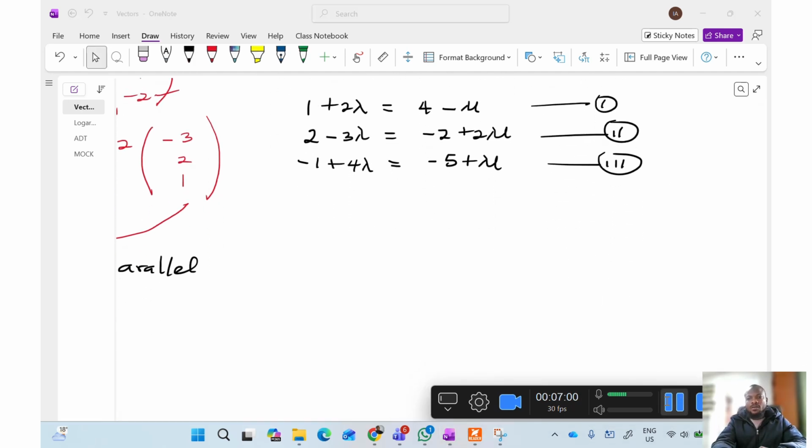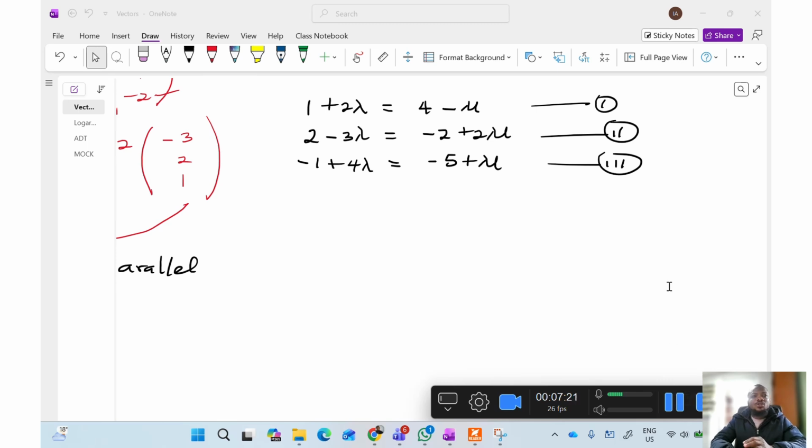Okay, good. So the next thing is to solve any of these two equations. So don't bother solving the three equations. Just solve any of the two equations. Okay, good. So to solve any of these two equations, you can also use a calculator to do this. I hope you guys know how to use a calculator to do this.